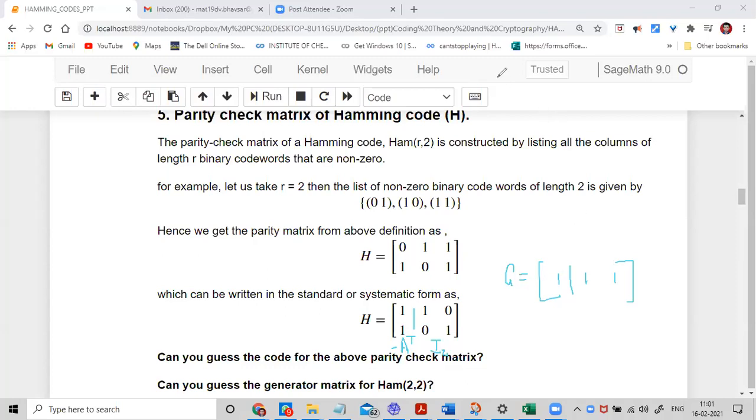Vikram? Yes, sir. Now, once you have G, you know how to construct all the vectors. The rows of G form the basis for the code C. Once you know the basis, then you know how to get the entire vector space. The rows of G are the basis for the code. So we have only one vector. So this is the basis.